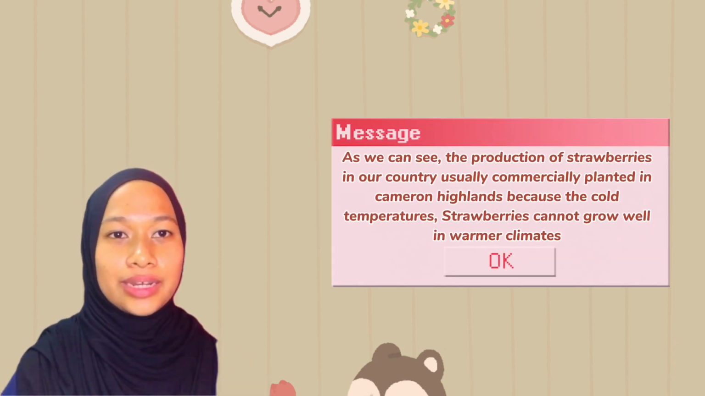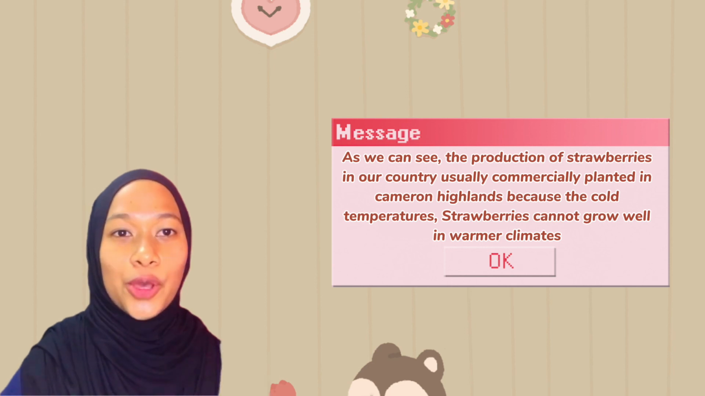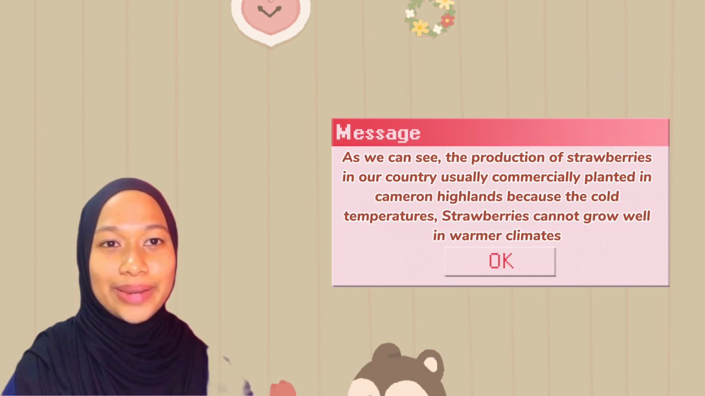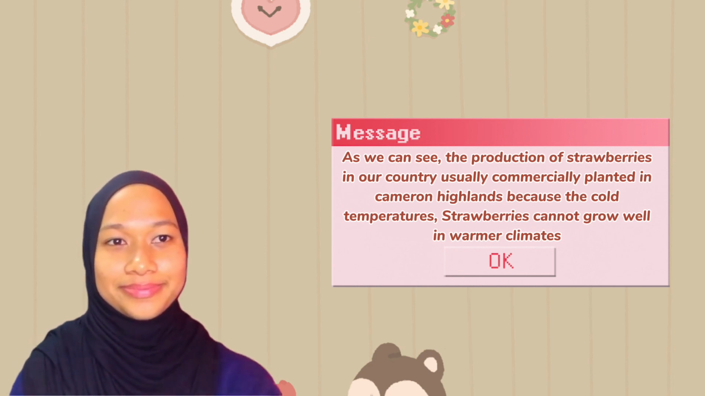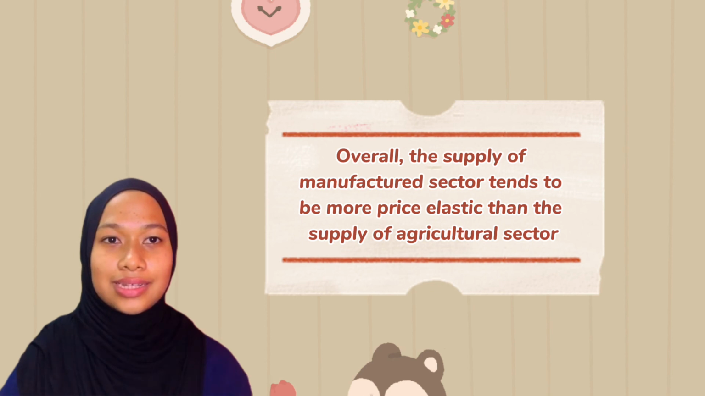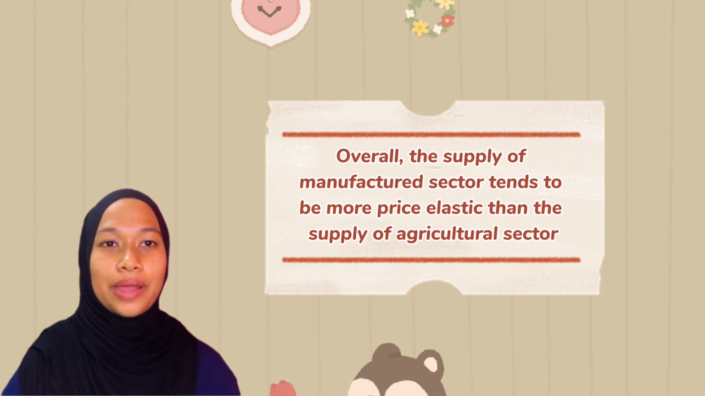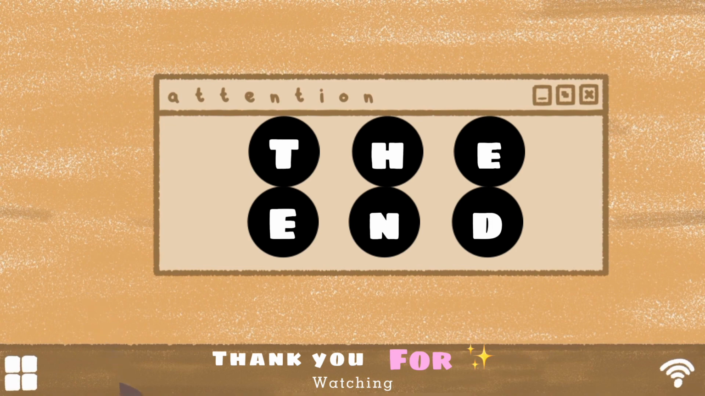As we can see, strawberries in our country are usually commercially planted in Cameron Highlands because of the cold temperature. Strawberries cannot grow well in warmer conditions because they are cold-environment crops. Overall, the supply of the manufacturing sector tends to be more price elastic than the supply of the agricultural sector.